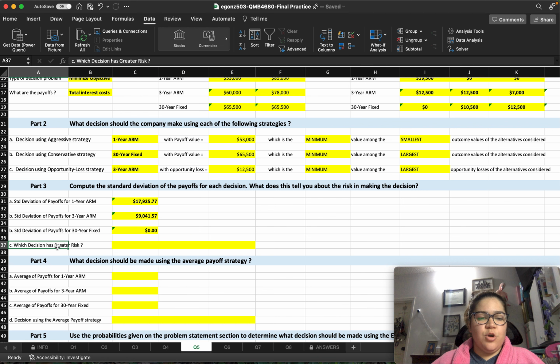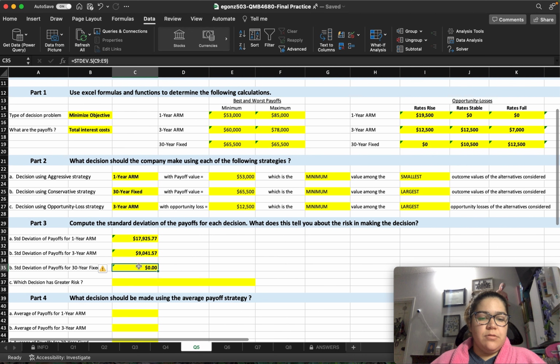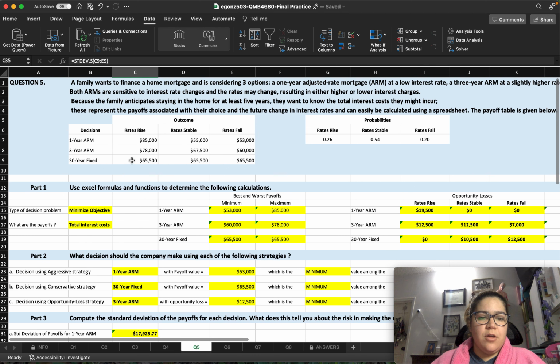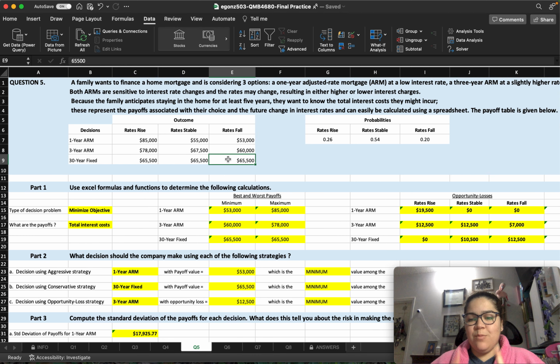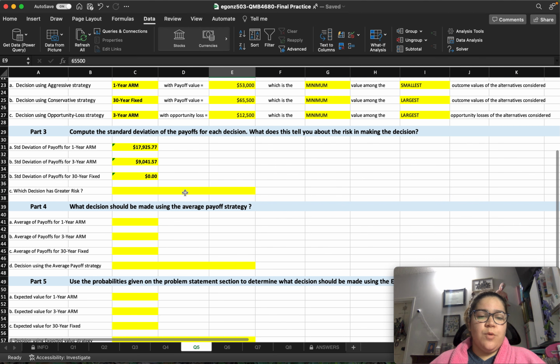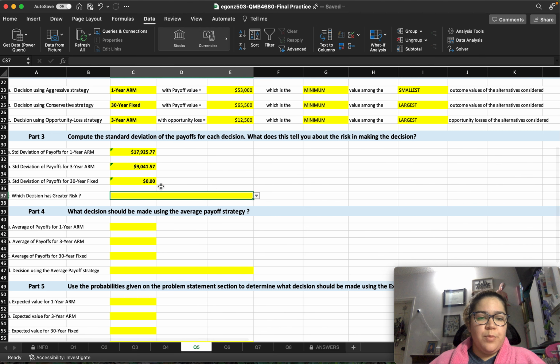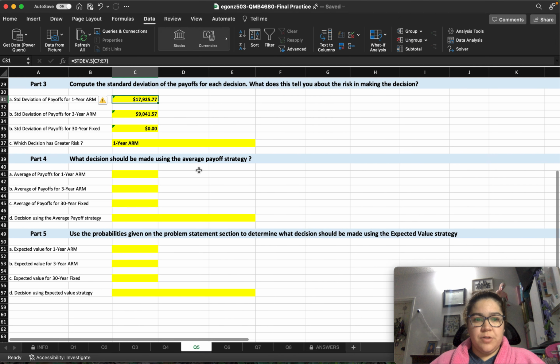Now they're asking us to make a decision, right? What decision has the greatest risk? So what does standard deviation mean? Standard deviation is the gap between the inputs, right? Why do we have a 0 here, standard deviation of the 30 year? Because it's all constant, it's all the same. So the gap between all of them is 0, right? There's no gap. So when they're asking us for the greatest risk, we want to select the highest value, right? So which one will be the highest value out of these? So it'll be the 1 year. So this is the riskier decision.